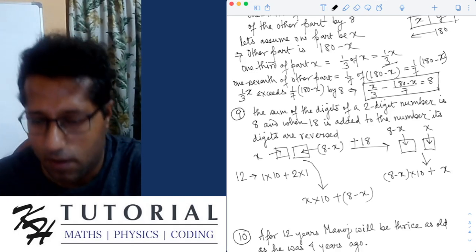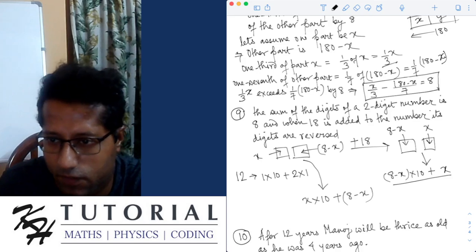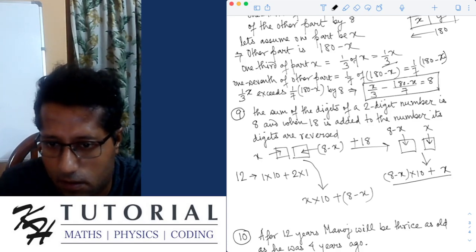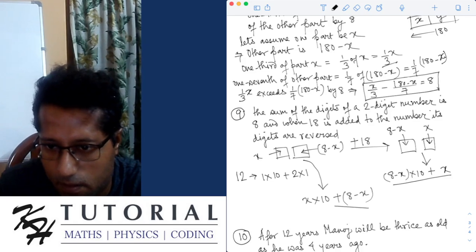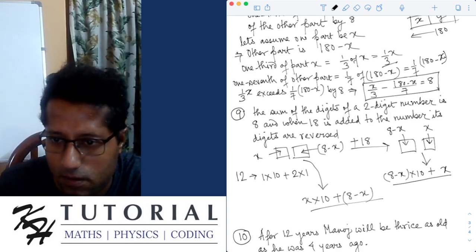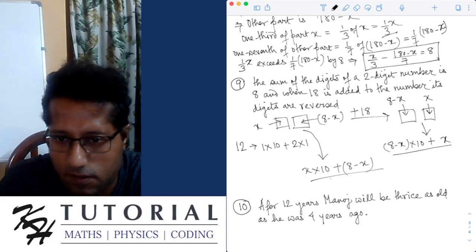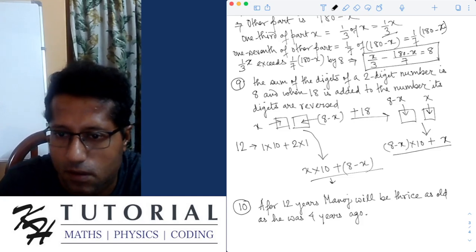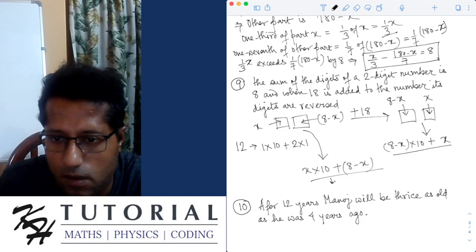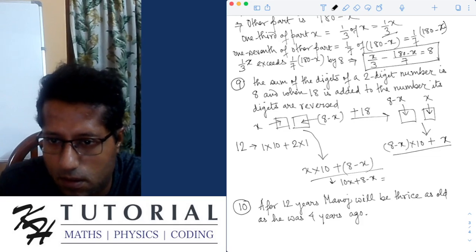So now we can say that this number is the result. This number we arrived at by adding 18 to this number. If we do a little bit of simplification, this is 10x plus 8 minus x, that is 9x plus 8.